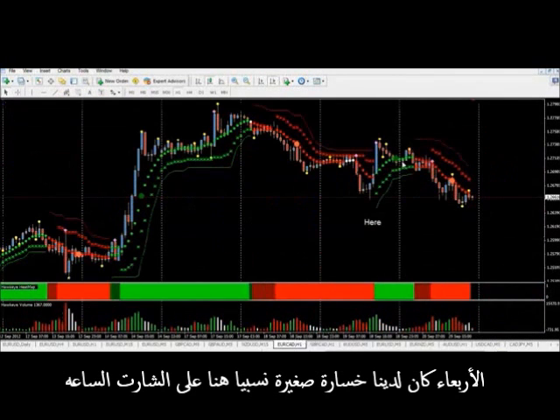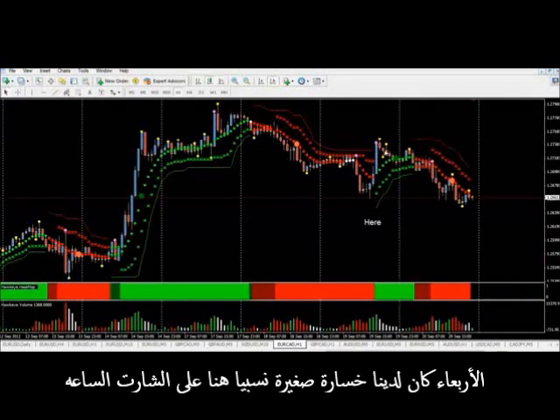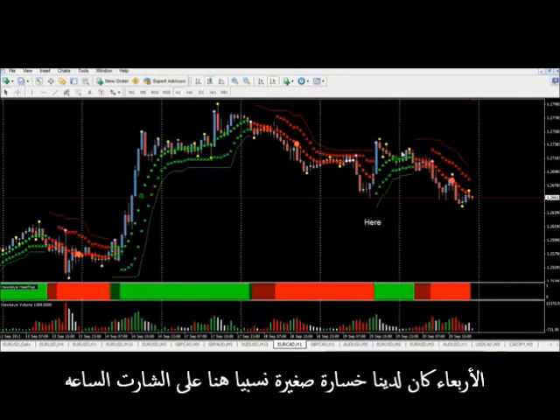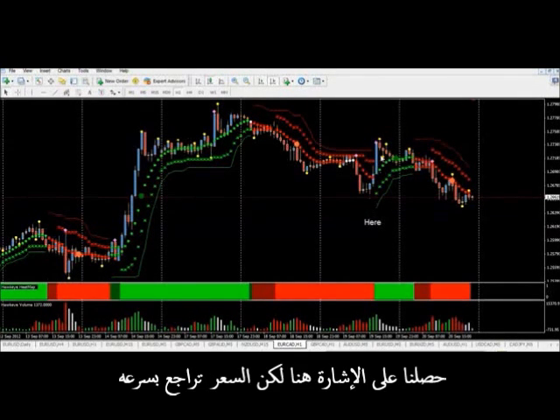On Wednesday we had a small loser here, relatively small because it was an hourly chart. Got the signal to enter here, but it pulled straight back, so we were out pretty quickly.